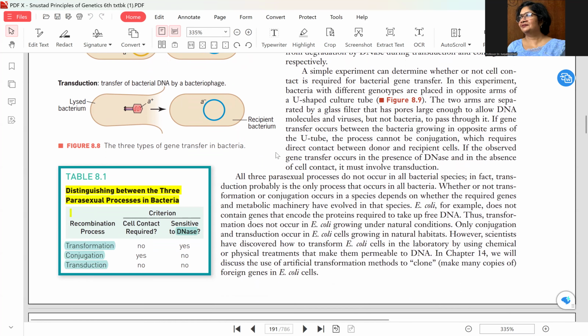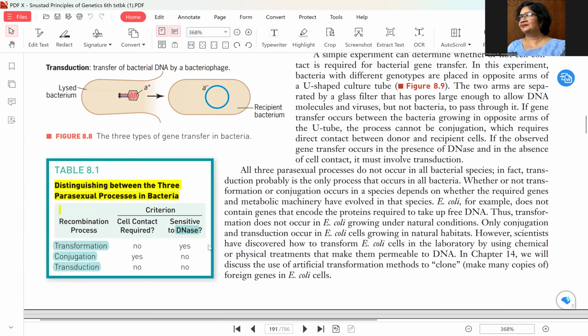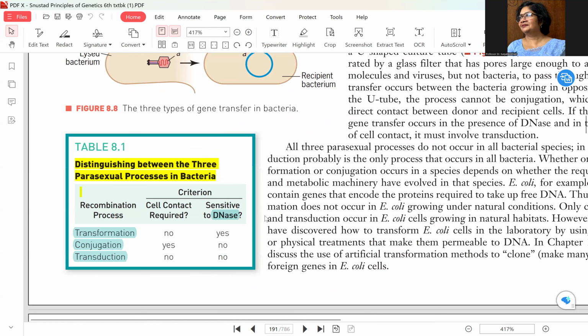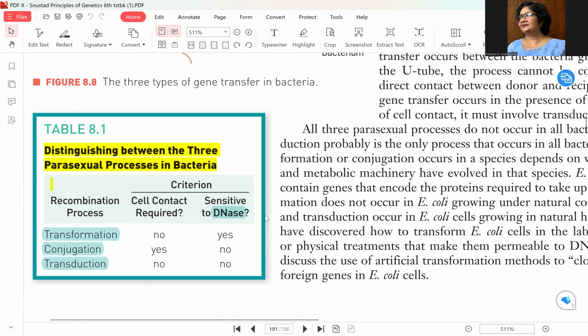So from this information, we can summarize that in transformation, cell contact is not required, whereas the process is sensitive to DNase, because if DNase is present in the environment, then DNase breaks down the free DNA molecule in the environment, and subsequently transformation cannot take place.